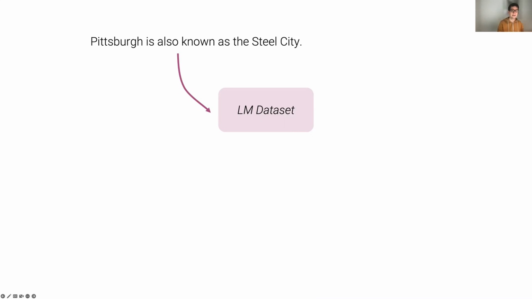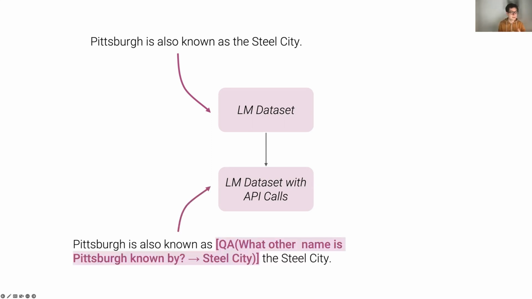Now, our aim is to transform this data set into a data set with API calls that are just interleaved with the text. So for example, we might want to transform the sentence shown here into this sentence. Pittsburgh is also known as, and then there's a token indicating the start of an API call. Then we call a QA or question answering API with the input, what other name is Pittsburgh known by? Then we get a response, in this case, Steel City. And after the API call, we just complete the sentence.